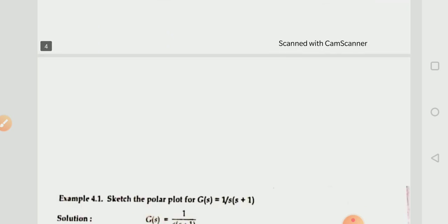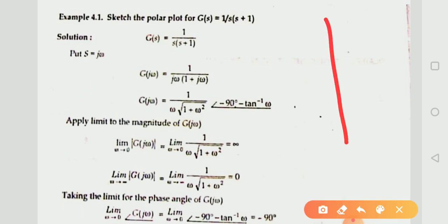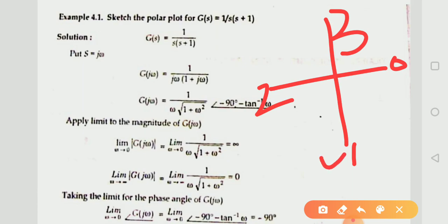Now the next is to sketch the polar plot for G(s) equal to 1 over s into s plus 1. So this is a type 1 system and order 2 system. So type 1 and order 2 means the graph lies between, because here is type 0, 1, 2, 3. Type 1 system means this is the type 1 system, and order 2, 1, 2, 3, 4. It means the graph lies between here.